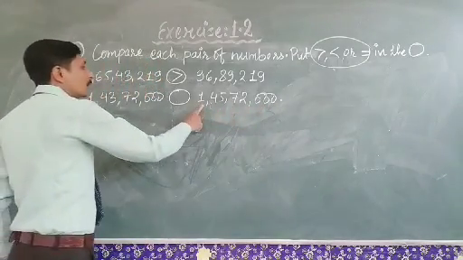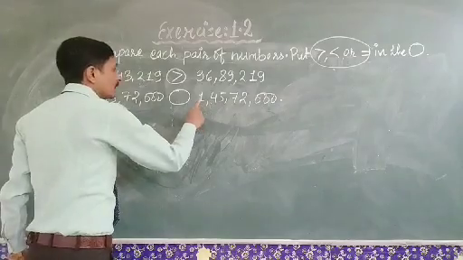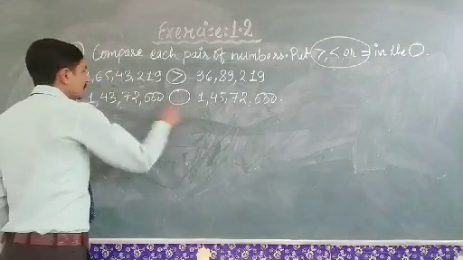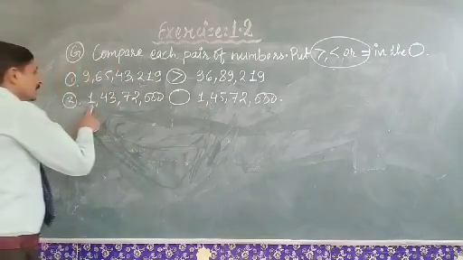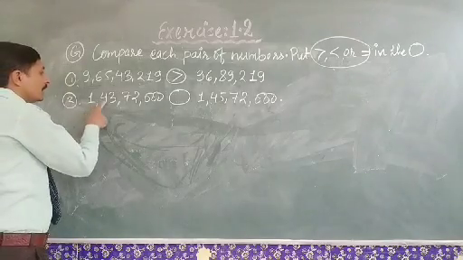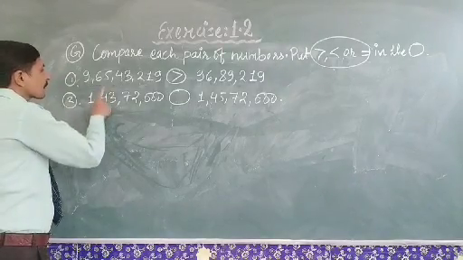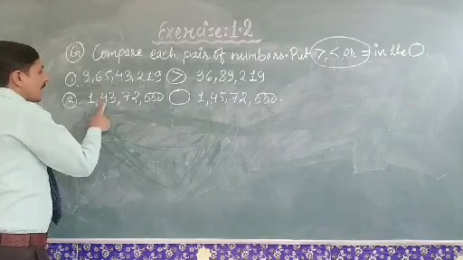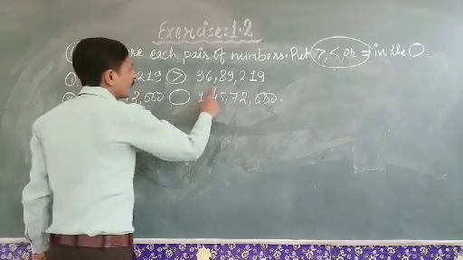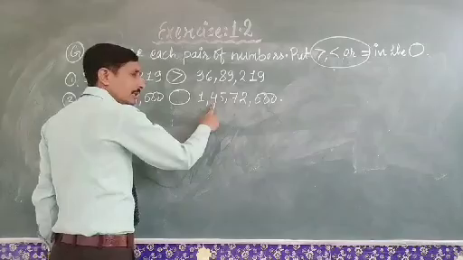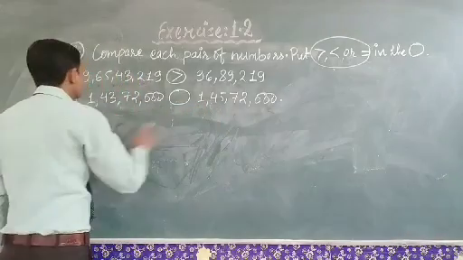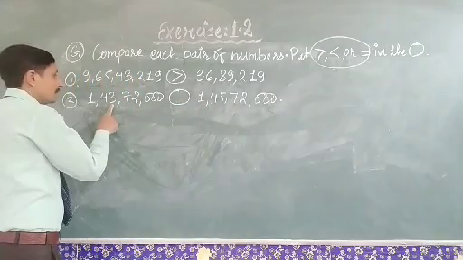And in the crore place of the second number also, the digit is 1. That means this is equal. Now we have to go for the second number. Now you see, this second number falls in the 10 lakhs place and the digit is 4, and here also in the 10 lakhs place the digit is 4. This is also equal. Now next go to the other number.